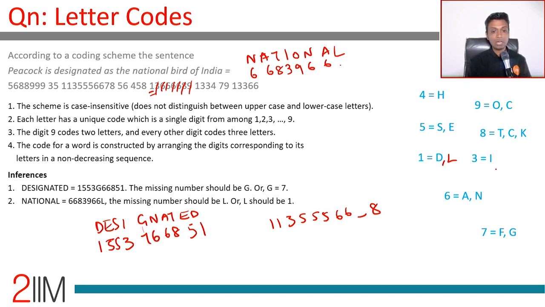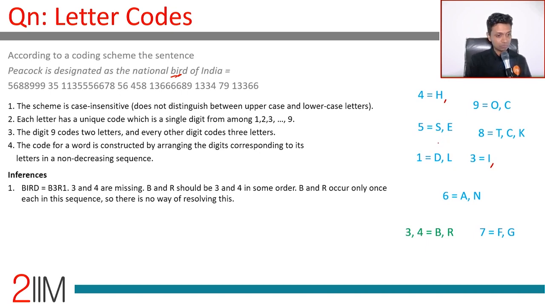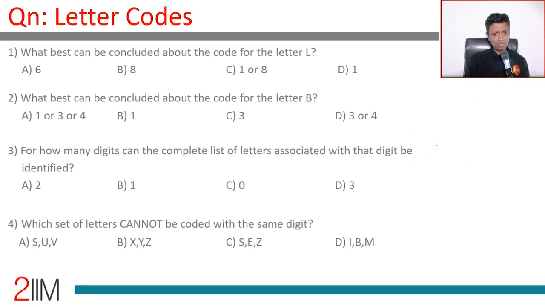Brilliant. Bird, we know B and R have to be 3 and 4. Everything else we've covered. B and R should be 3 and 4 in some order, but we do not know which is which. They occur only once. There's no B, no R anywhere else in this whole sequence. So 3 could be B and R could be 4, or the other way around, with no other clue to clarify this for us. Fine. Wonderful. We've got this far.